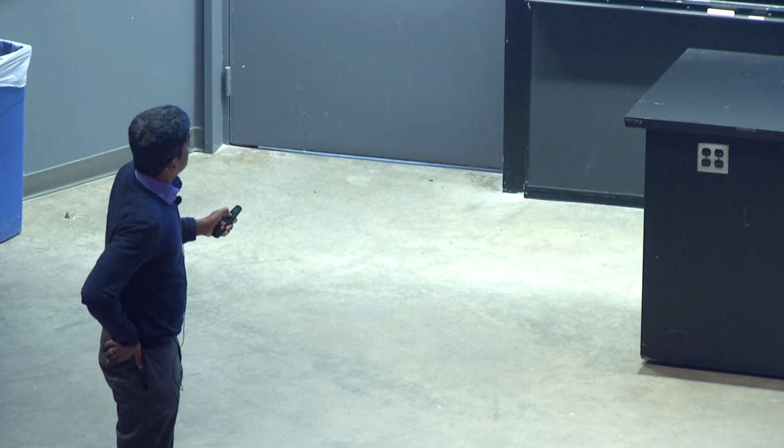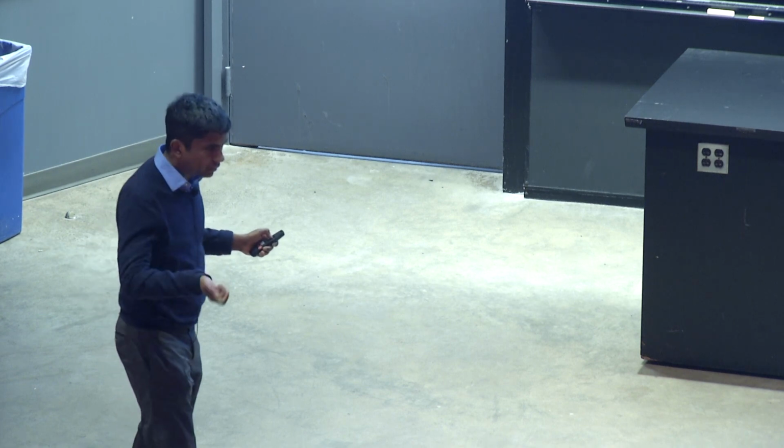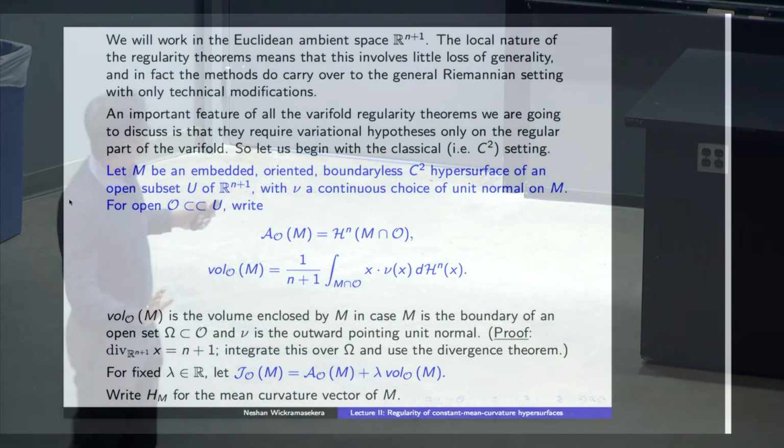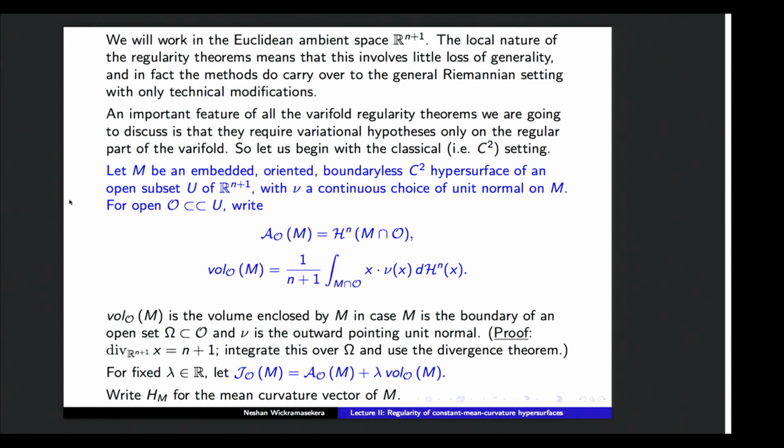All the variational conditions, including the first variation condition, will only be on the regular paths. So, because of that, let's just start by discussing, for the CMC setting, the variational formulation for the problem, the constant mean curvature condition.